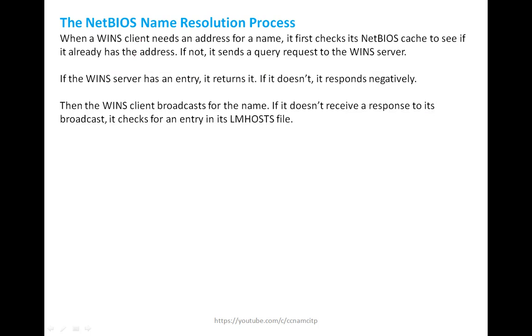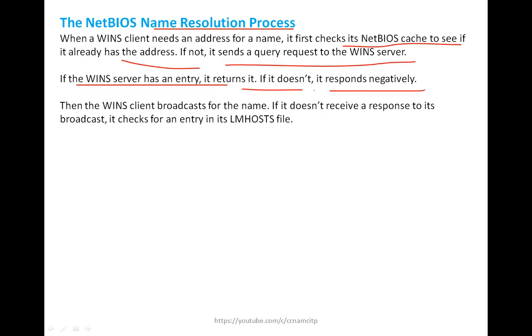Now guys, once again, the NetBIOS name resolution process. When a WINS client needs an address for a name, it first checks its NetBIOS cache to see if it already has any IP address. If not, then it sends that request to the WINS server. If the WINS server has an entry, it returns it. If it doesn't, it responds negatively. Then the WINS client broadcasts for the name. If it doesn't receive a response to its broadcast, it checks for the entry in the LMHOSTS file.